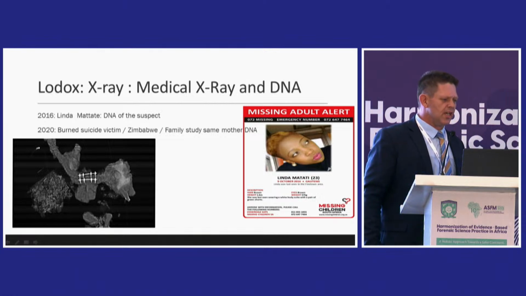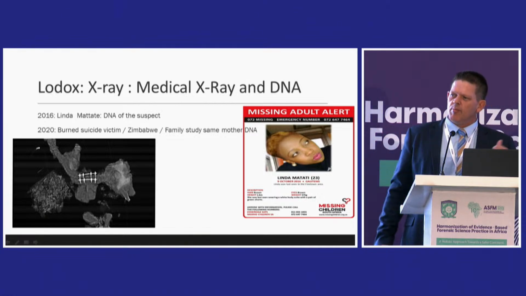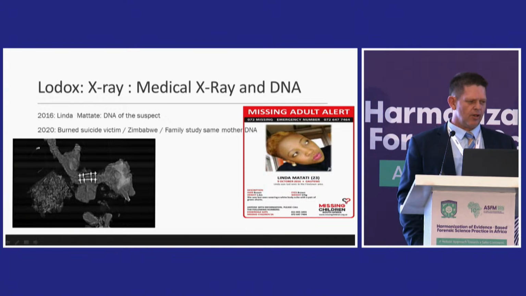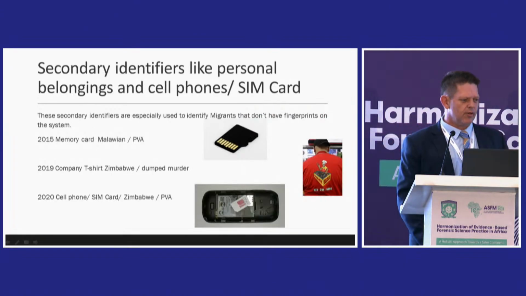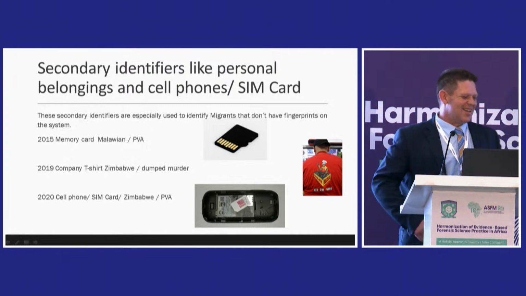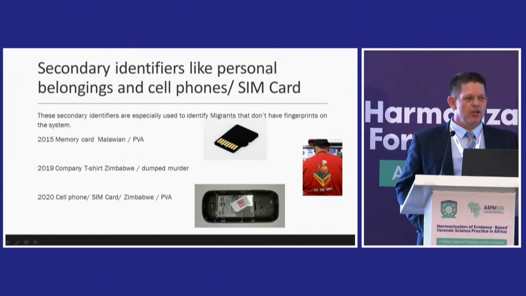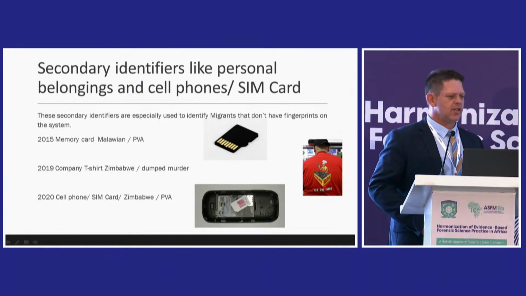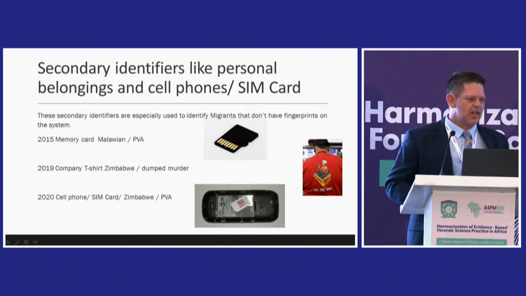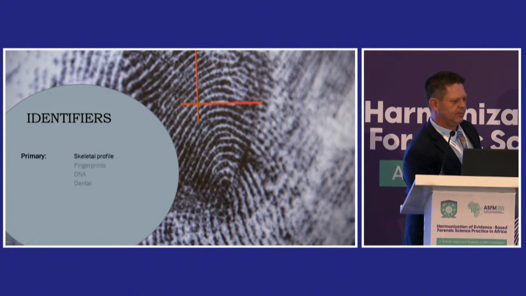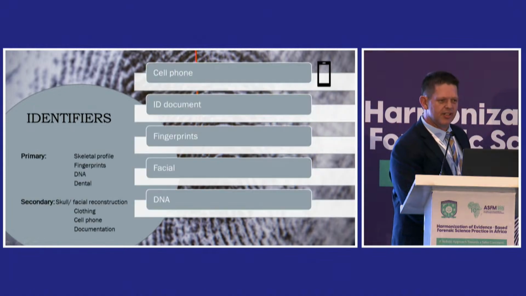The other one is using low-look imaging. This person actually committed suicide by burning himself in the car. So I just want to show other things, but two slides. Thank you. We can use cell phones, SIM cards, any clothing. And we can see that identification is a science on its own.